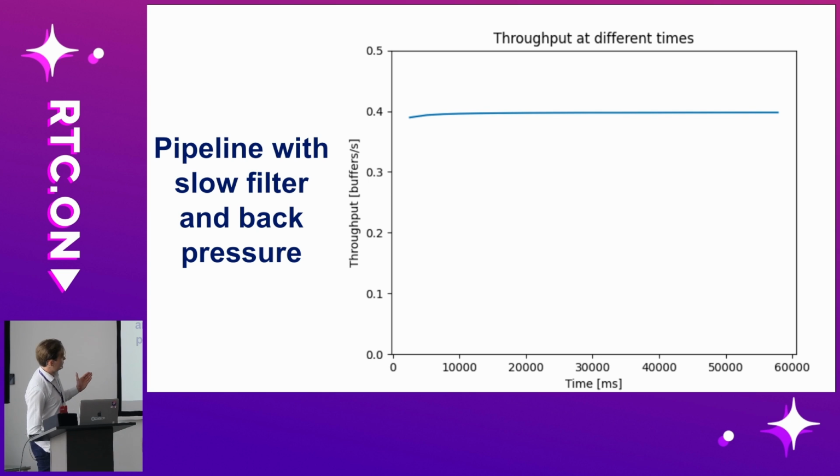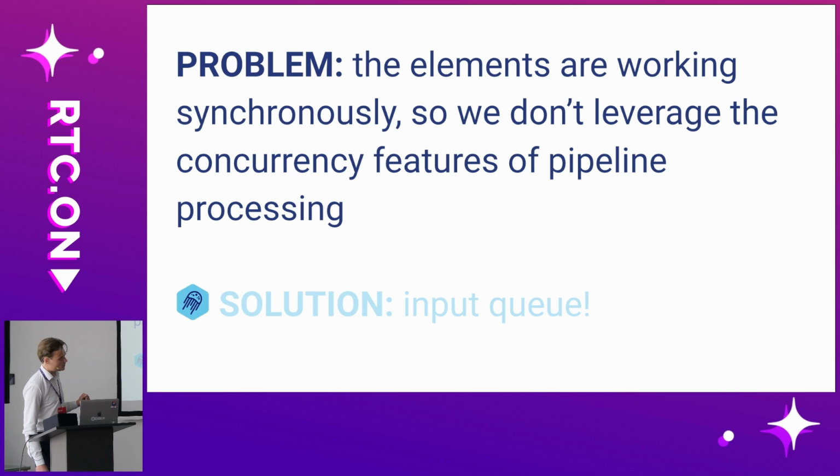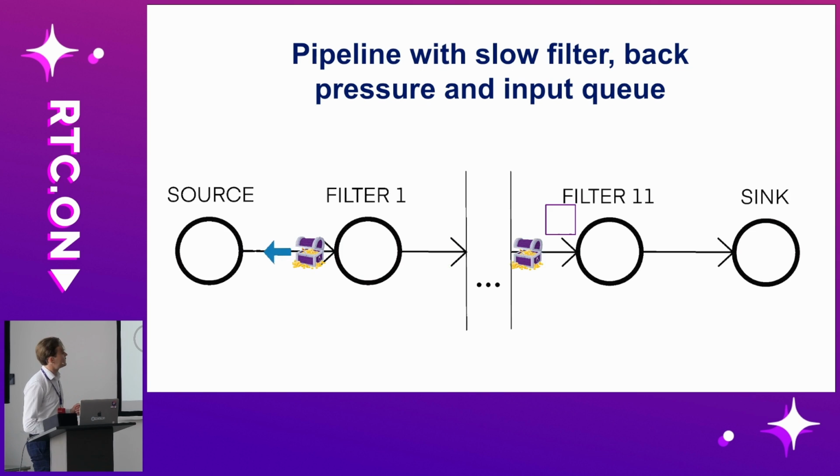So here is what happens with our throughput. We no longer have a throughput of 2 buffers per second, but now it's reduced to not even half a buffer per second. So how can we solve this problem? We can introduce a so-called input queue. And here is the illustration of an input queue. Before each processing element, each filter, we want to have a queue, and we want that queue to be of a particular size.